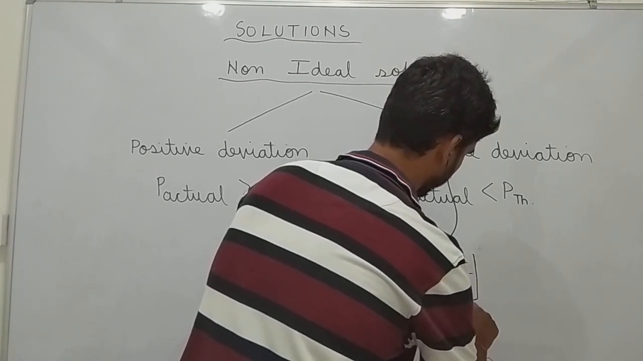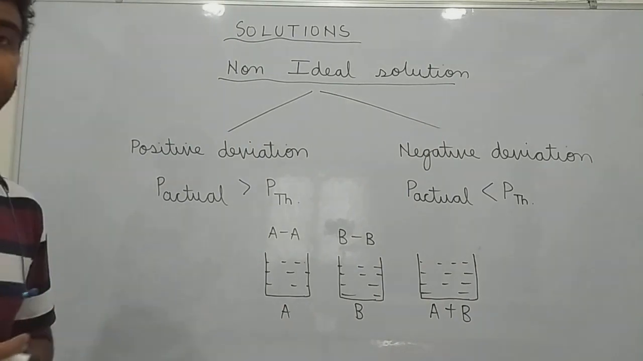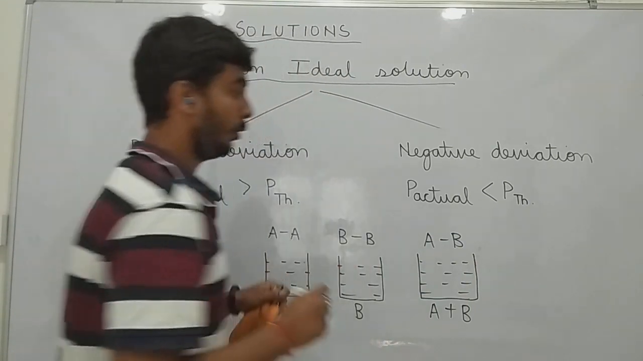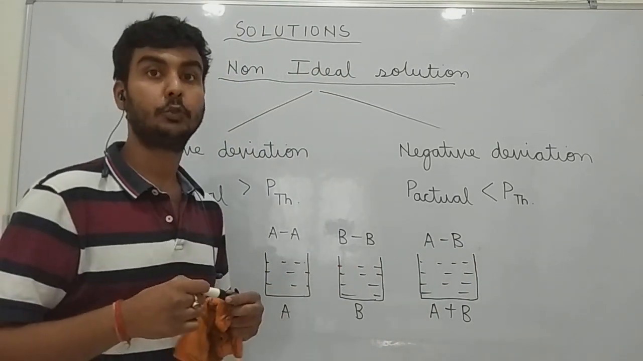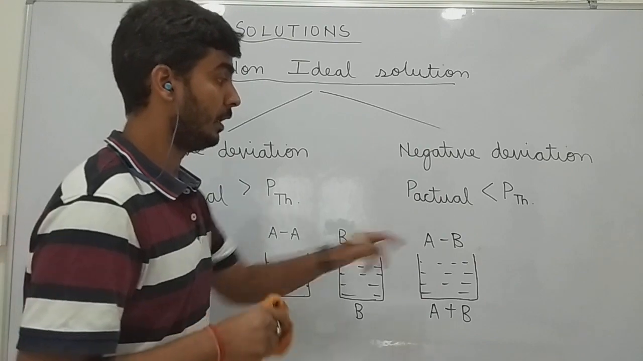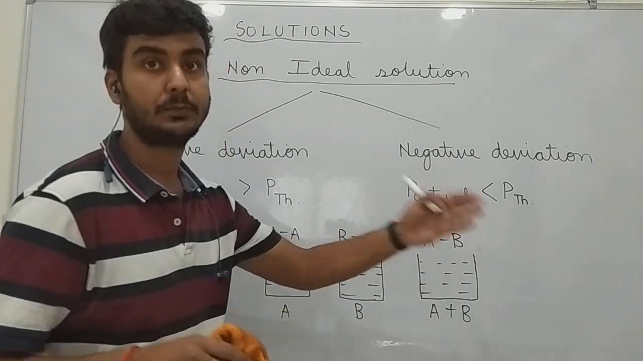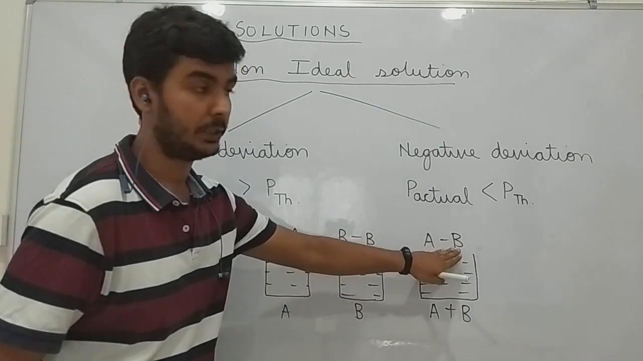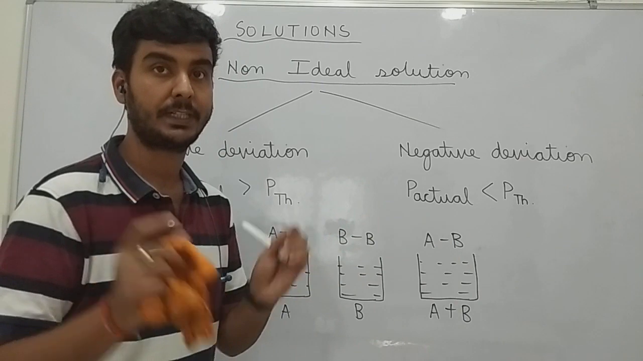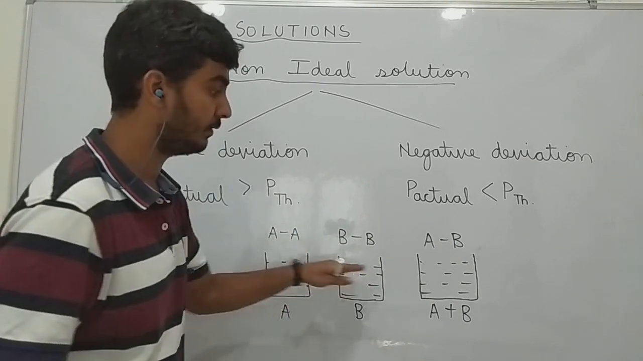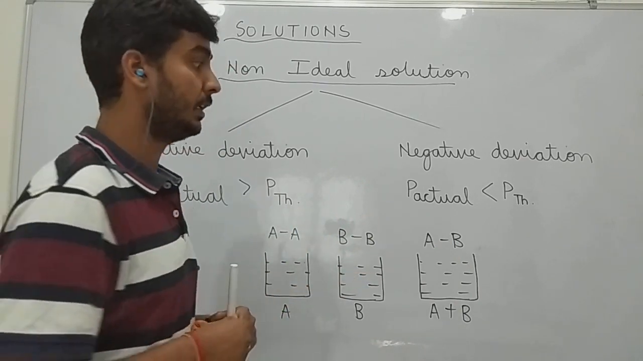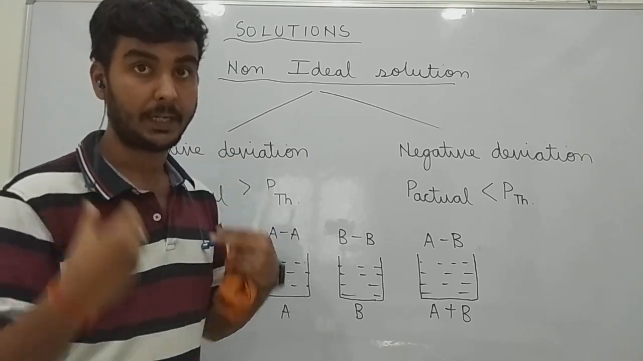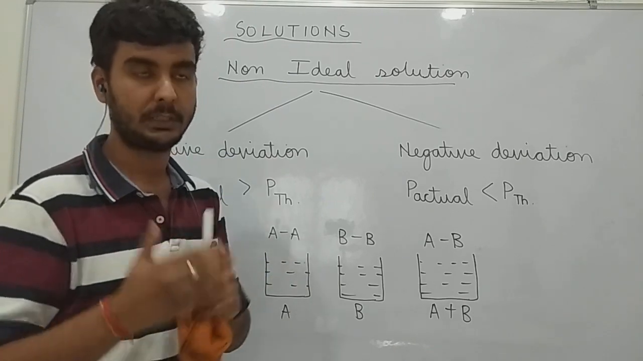Now this contains both A and B. In this container, molecules of both A and B will be present. So there will be force of attraction between the molecules of A as well as the molecules of B. So the force of attraction will now act between two different types of molecules, and in these two containers, there is force of attraction between similar types of molecules when they were present alone in different containers.